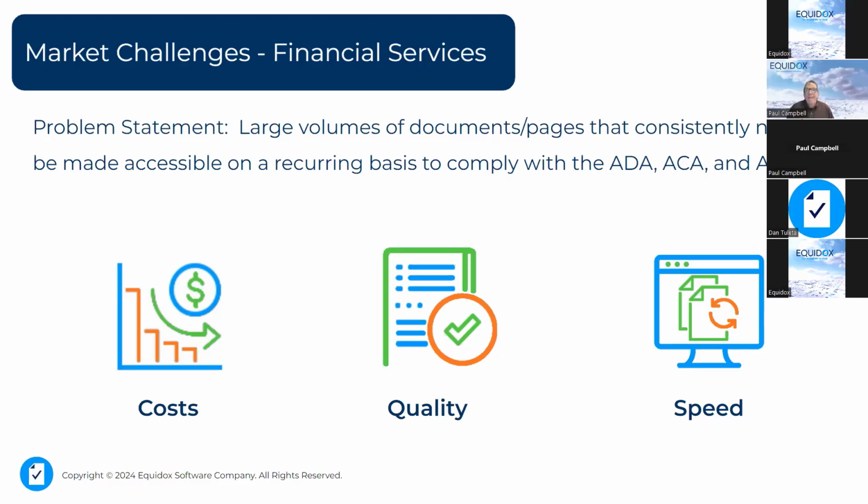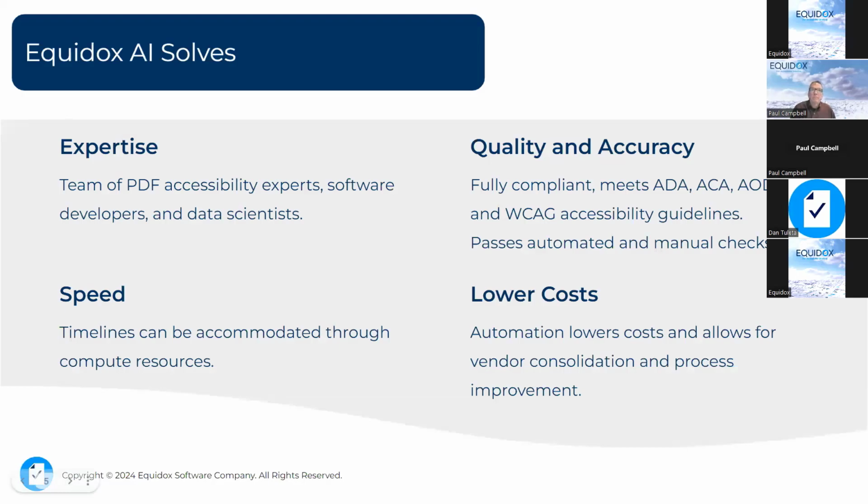And number three, speed. Demanding legal requirements and quick turnaround times to get accessible information to our customers consistently is really not realistic to accommodate with traditional manual processes and the auto tagging methods because of the volumes to manage when coupled with quality. And as Tim mentioned, we wanted to create a better way. And we saw this gap in the market, and we did. And Equidox AI solves for these challenges.